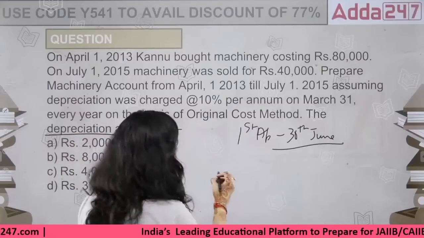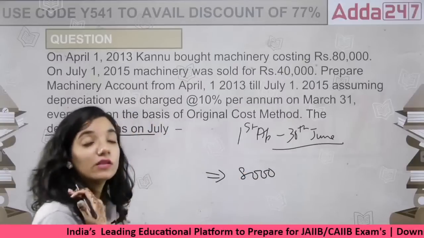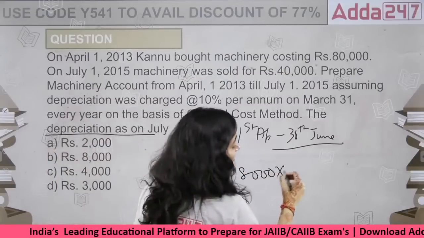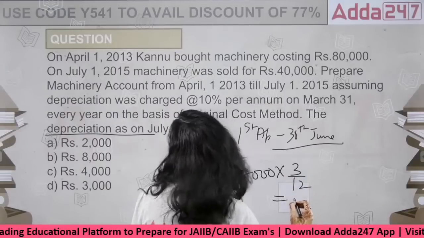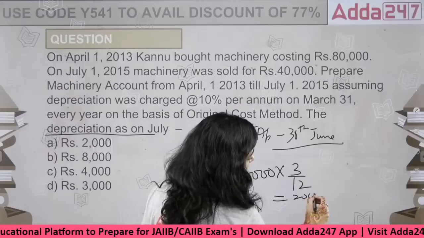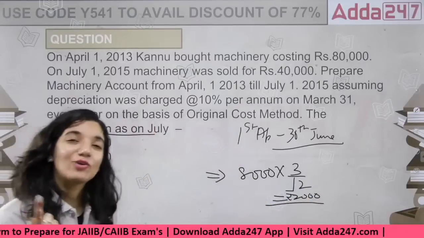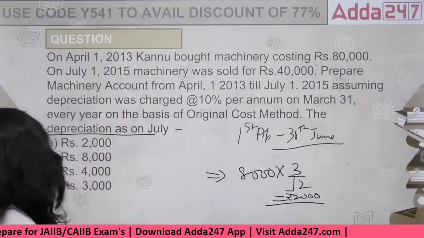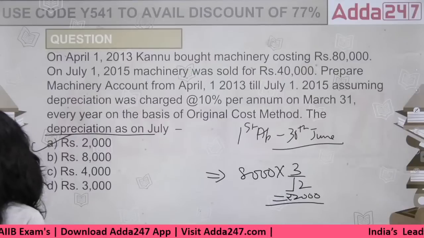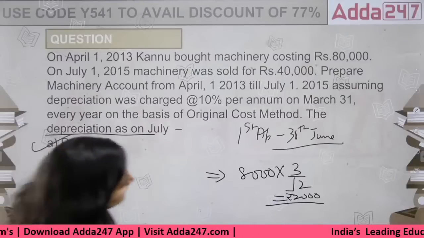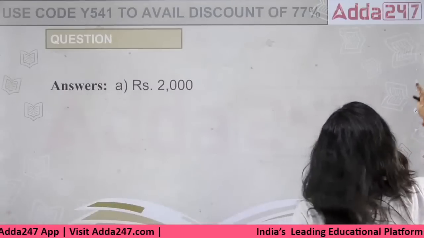So in this particular question, 8,000 is for the entire year. So what would be the value for 3 months? 3 divided by 12, it comes out to be 2,000, right? We have calculated it while we were calculating the loss for this year. So the correct answer is A. It's 2,000.